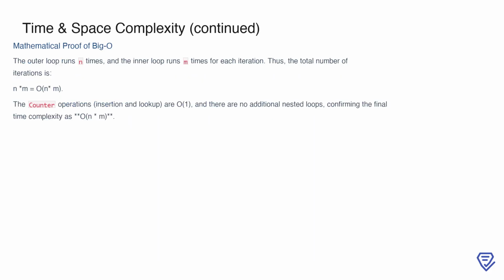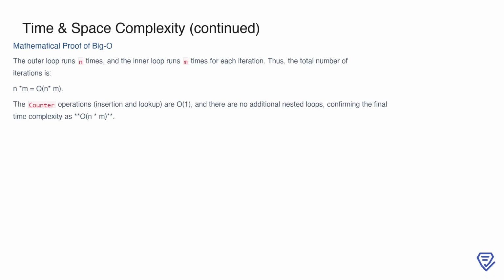Finally, let's verify the big O complexity mathematically. The outer loop iterates n times, and for each iteration, the inner loop iterates m times. This gives us a total of n*m iterations, which corresponds to O(n*m). The operations involving the counter, such as insertion and lookup, are each O(1), and no additional nested loops are present in the algorithm. This confirms that the time complexity of the solution is indeed O(n*m), as we derived earlier. The use of efficient data structures like counter allows us to achieve this complexity without increasing space requirements beyond O(max(n, m)).